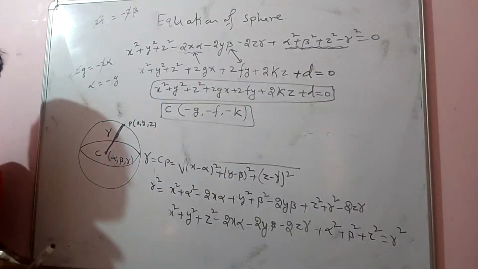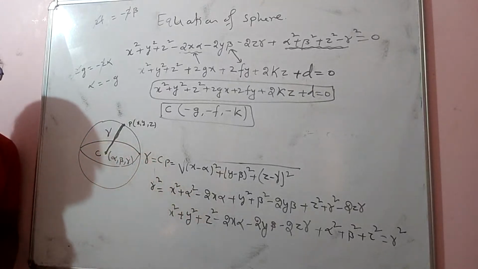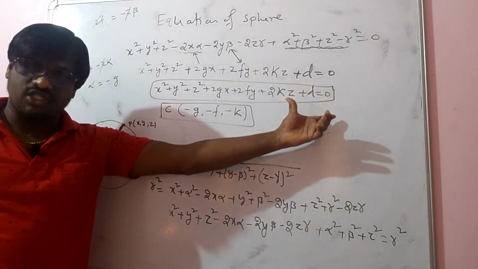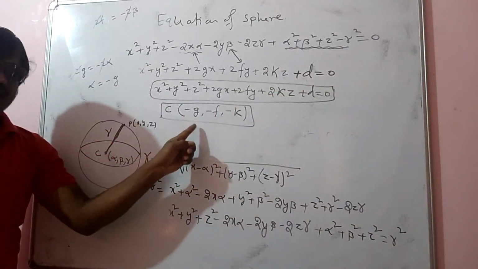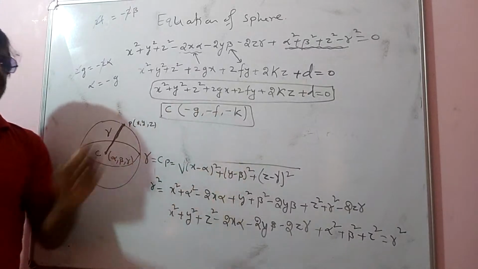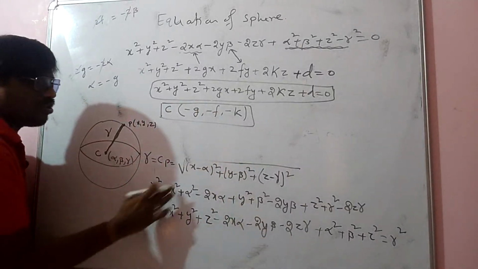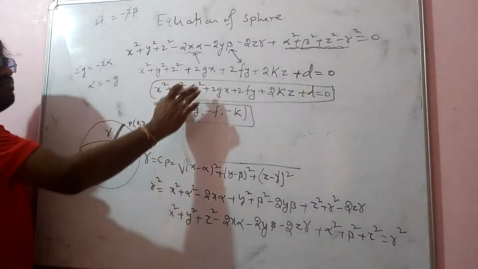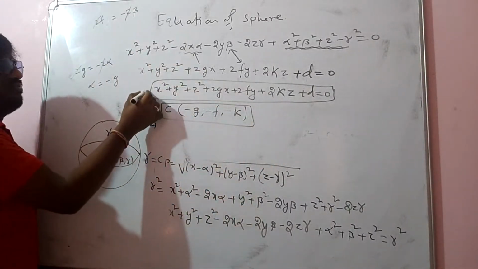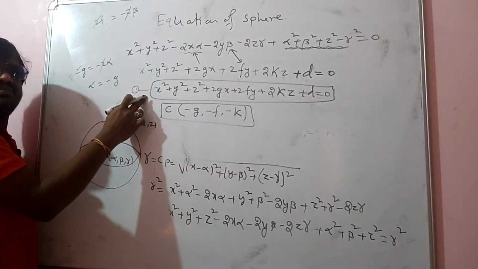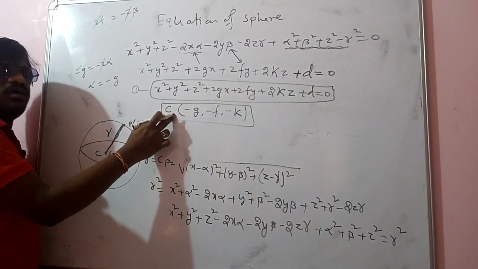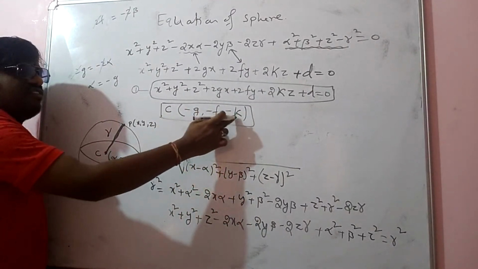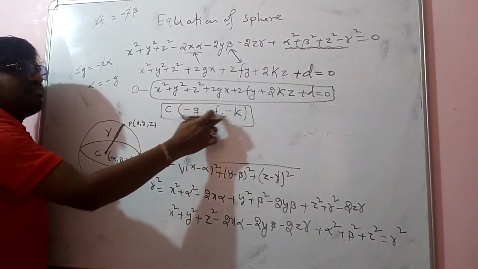x square plus y square plus z square plus 2gx plus 2fy plus 2kz plus d is equal to 0. This is the equation of the sphere, whose center is minus g, minus f, minus k. Always remember, we don't go for this derivation, we just see that the equation of the sphere is always this one. And the center of the sphere is minus g, minus f, minus k.